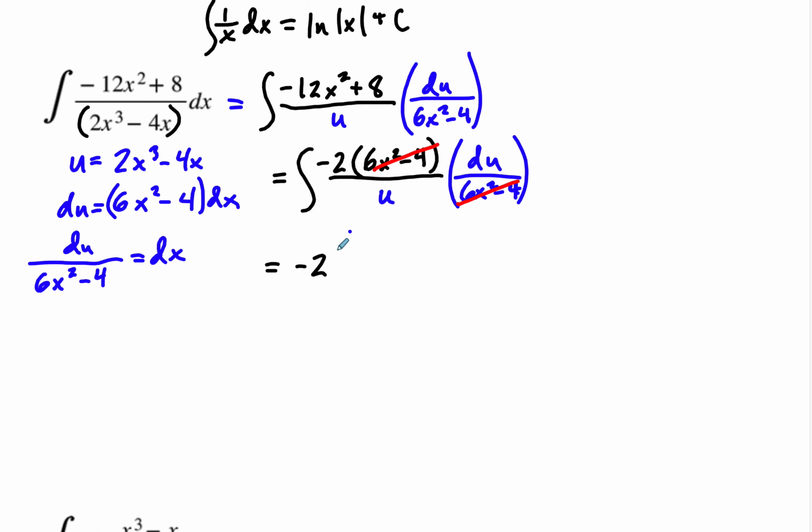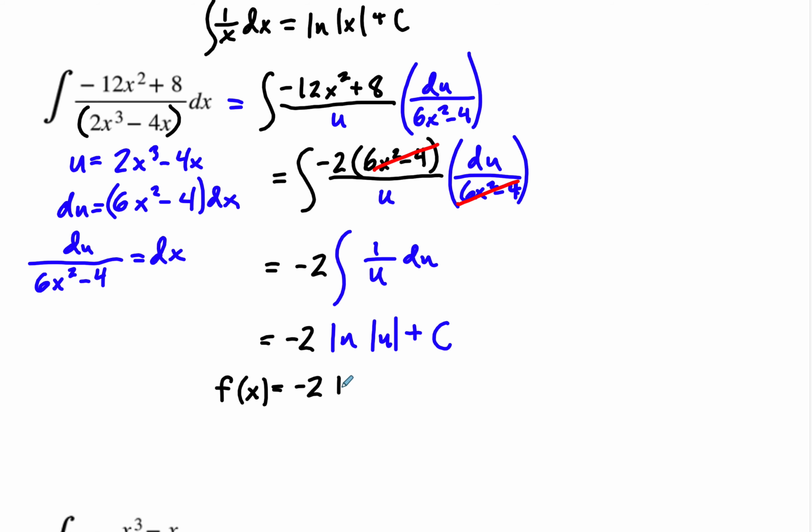And actually, now all the hard work is done. We've got 1 over u du. And we know that that's the special case of natural logs. So we're going to rewrite this, and then we'll just have to input our expression with x in place of u. So the final answer here is f of x equals negative 2 natural log of 2x cubed minus 4x plus c. And now we're done with this one.